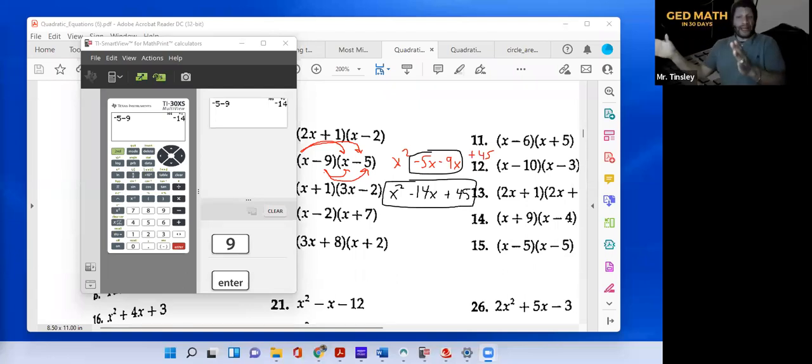Okay, so everybody has this worksheet. You can practice. This is another guarantee. You're going to have to multiply binomials.